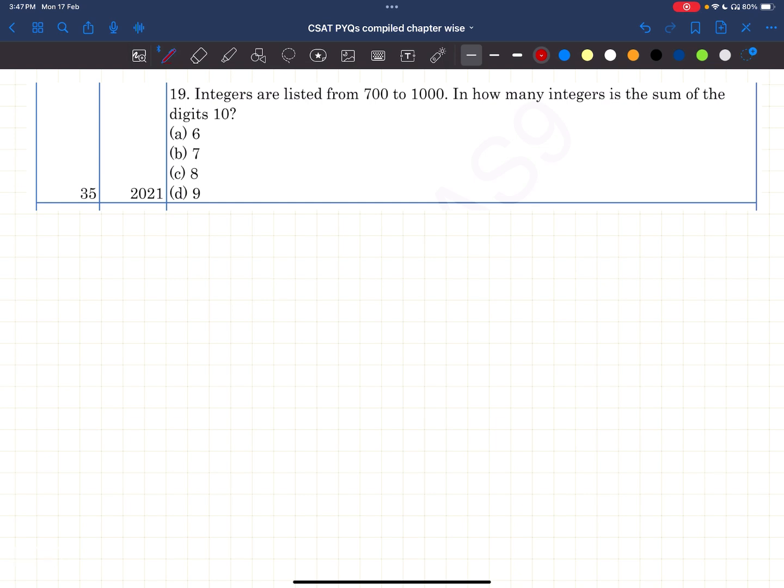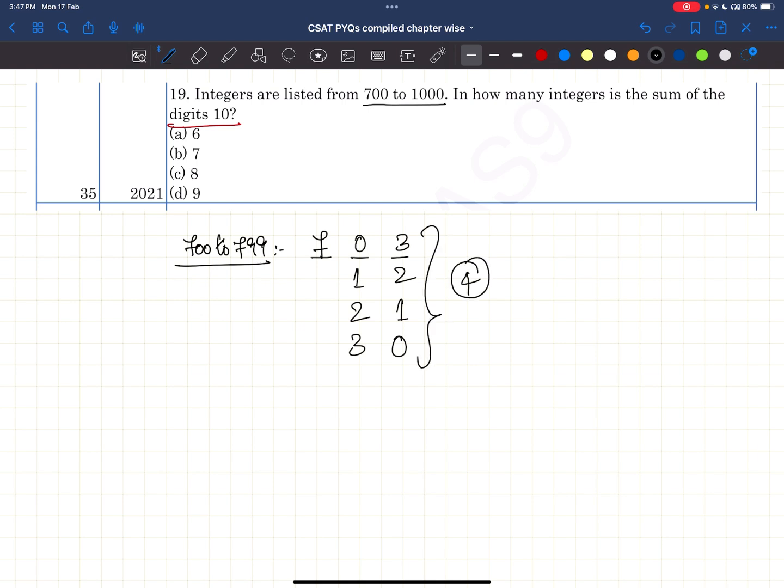The integers are listed from 700 to 1000. In how many integers is the sum of digits 10? Now see, from 700 to 1000, we'll go step by step. It is telling 3 digit numbers and the sum should be equal to 10. Now from 700 to 799, 7 is fixed. That means what are all the possible values here? It can be 0. If this is 0, it becomes 3. If it is 1, it is 2. If it is 2, it is 1. If it is 3, it is 0. Right? That means 4 possibilities are there.